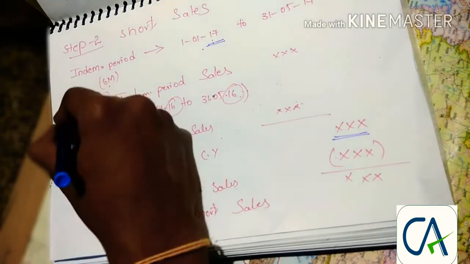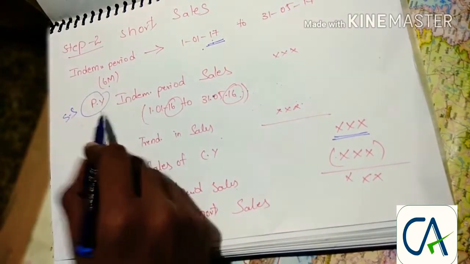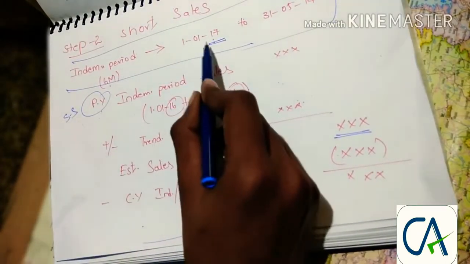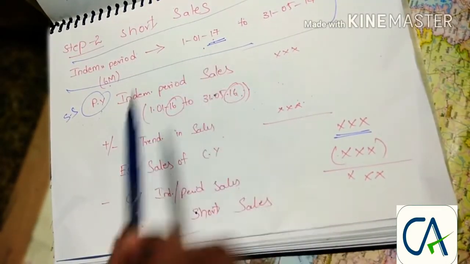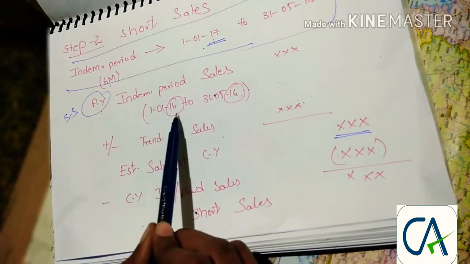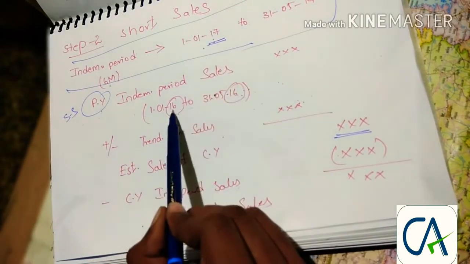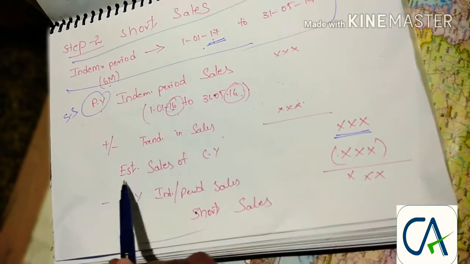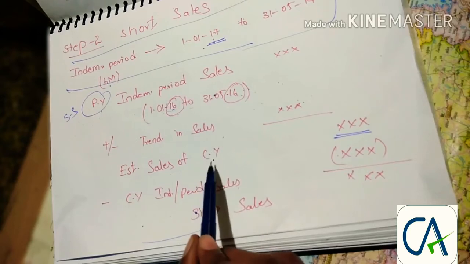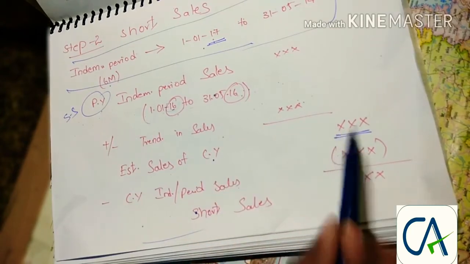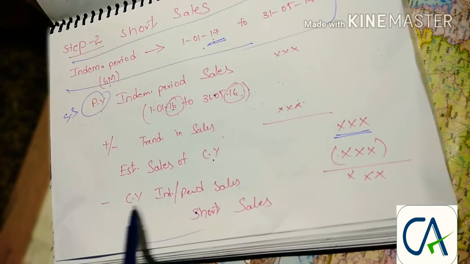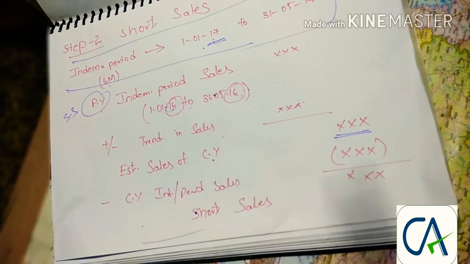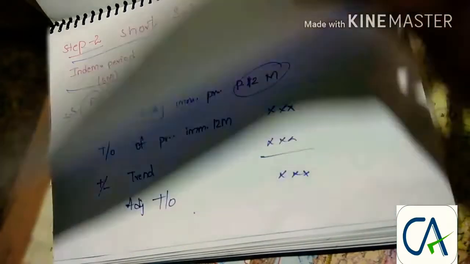Now for calculating short sales, we have to take the previous year's indemnity period sales. If the fire accident occurred on 1st January 2017, we take 1 January 2016 to the same period; exactly, only the years change. Now adjust the sales, and after adjusting you will get the estimated sales of the current year. If the accident had not happened, this would be the actual sales. But as the accident happened, the actual sales, that is the current year indemnity period sales given in the question, will be reduced from the estimated sales, so that you get the short sales. By this you complete step 2.